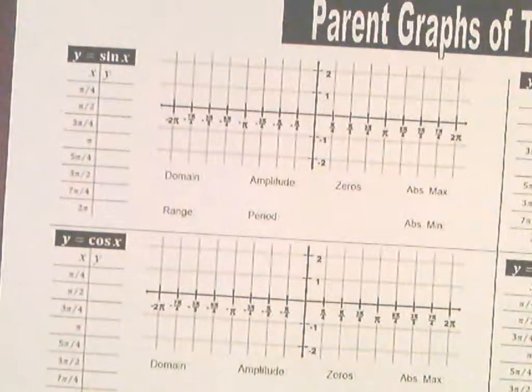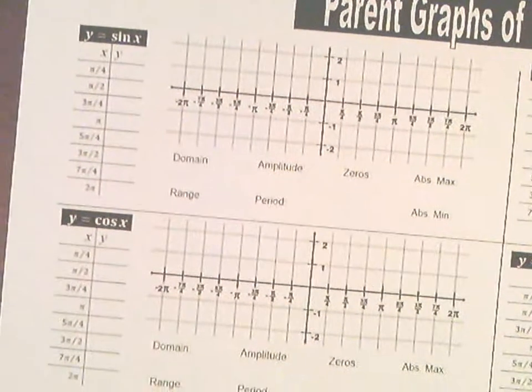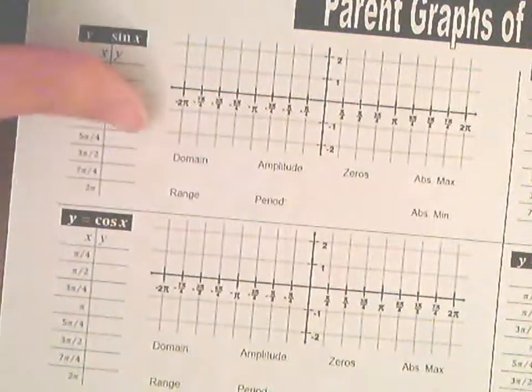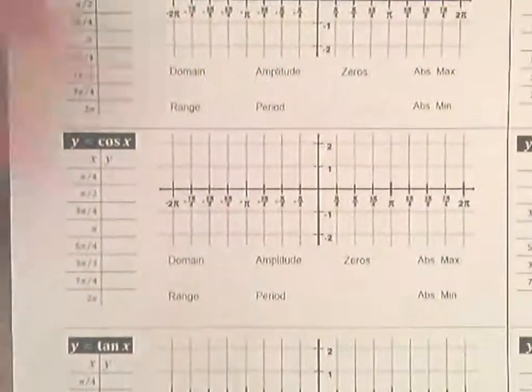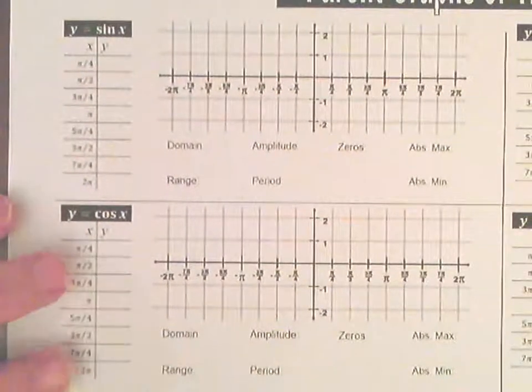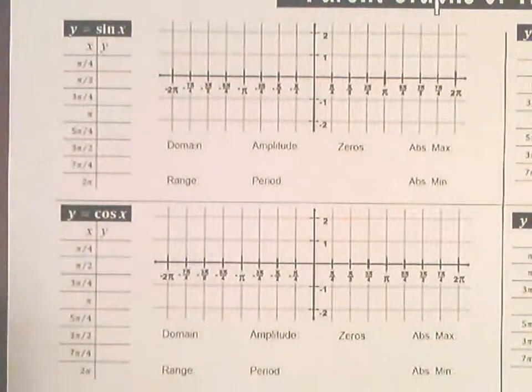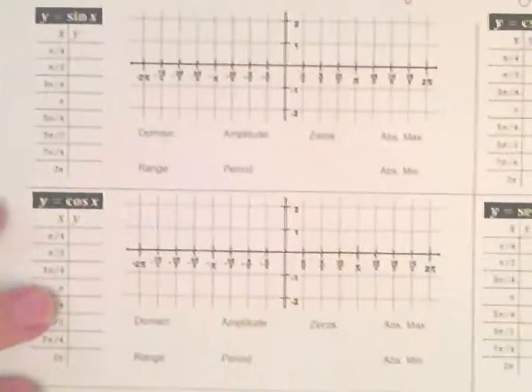Alright, so here we're going to graph the parent functions of sine and cosine, and then cosecant and secant. And honestly, that's where I'm going to stop with this video. And then tomorrow we are going to do tangent and cotangent together. Probably not tomorrow, maybe the day after tomorrow.